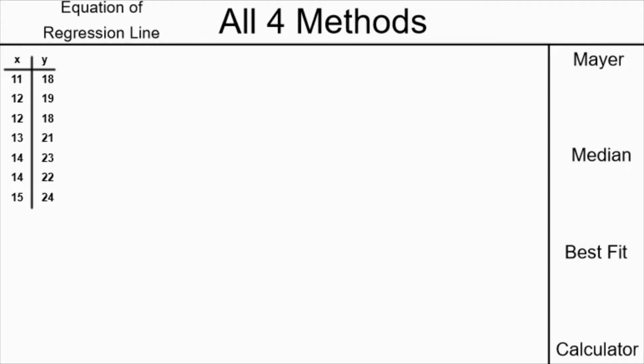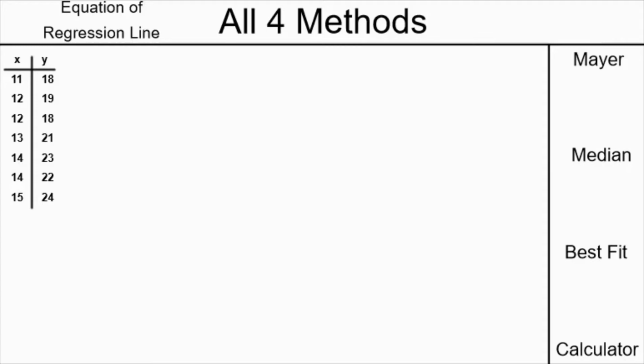Today's Daily Dose of Math is about the equation of the regression line. In our 4152 and 4272 courses, we learned to find the equation of the regression line from a scatter plot using 4 different methods. On the exam, we can do big questions where we're allowed to choose the method we want to use in order to find our regression line.